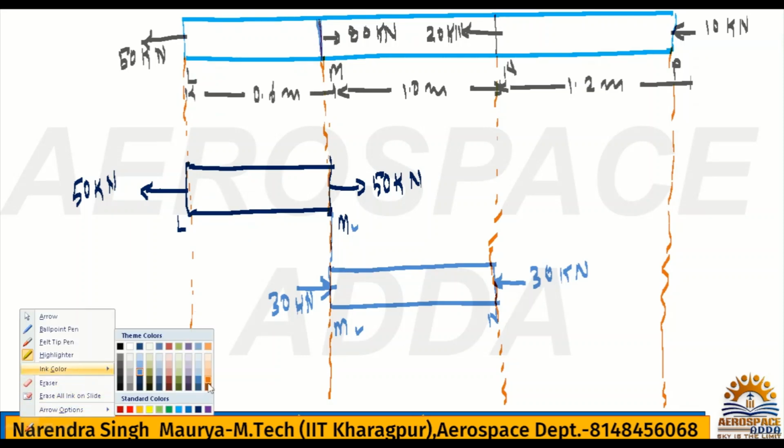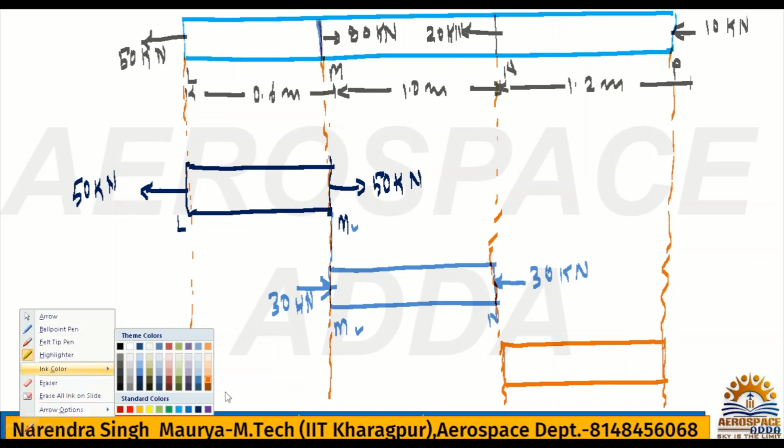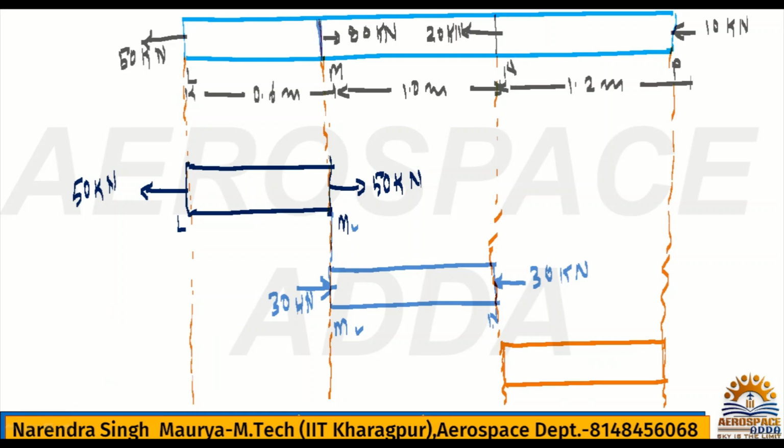Now coming to the third bar, which is nothing but NP. Okay, this is the third bar, NP. Now check for the NP bar. N is here, so obviously this will be N, and the last point is P.